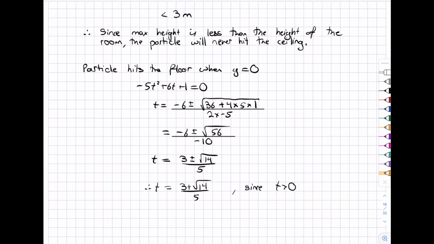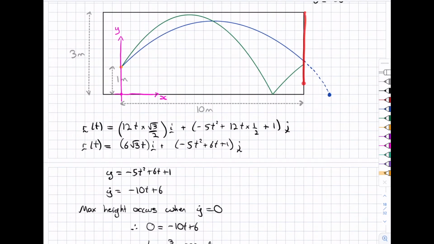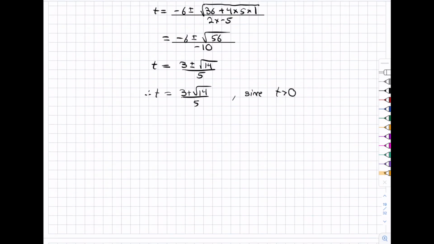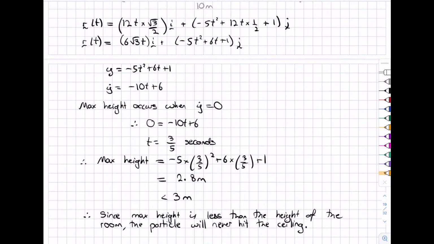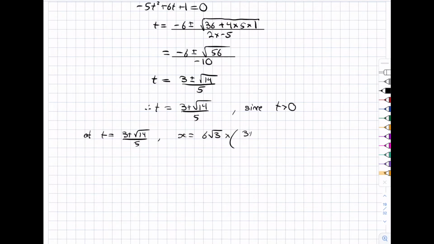Okay, so this is how long it would take for the particle to hit the floor, okay? And remember, we're just pretending at this point in time that this wall isn't here. So this is sort of like a theoretical when it will hit the floor, okay? All right, so now I have to substitute this time into my x equation, x equals 6√3t, and see what I get. So at t equals (3 plus √14) on 5, x is equal to 6√3 times this value.